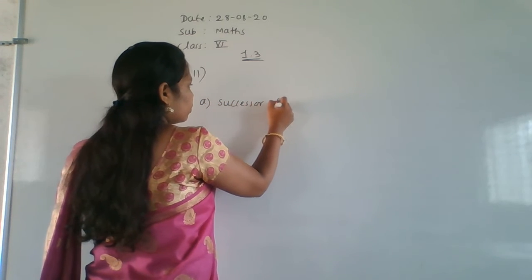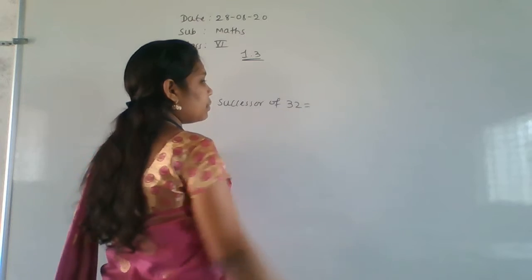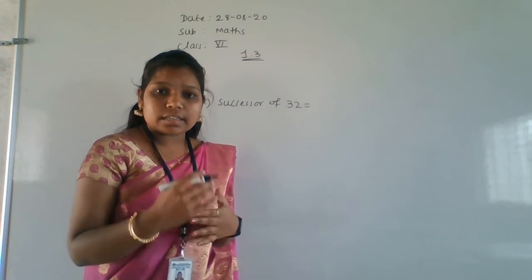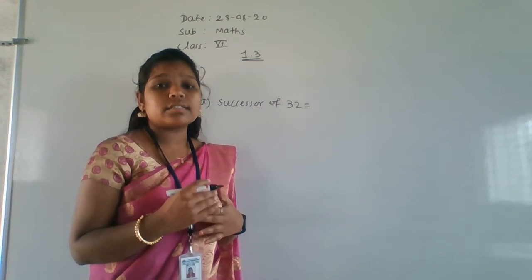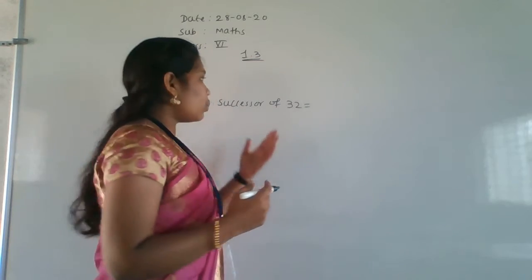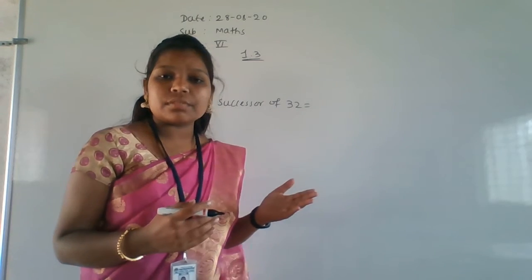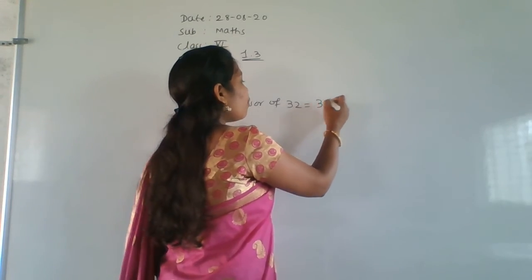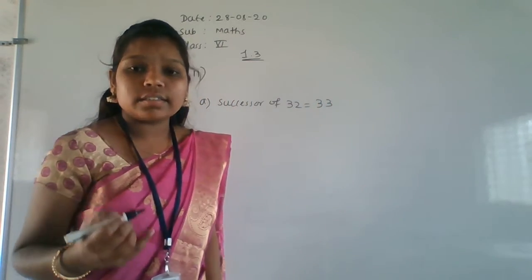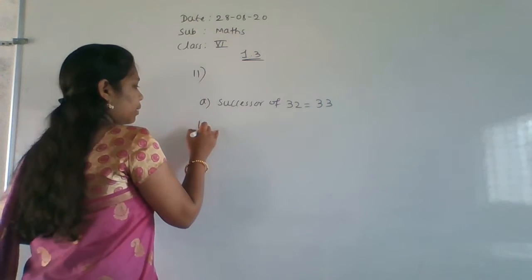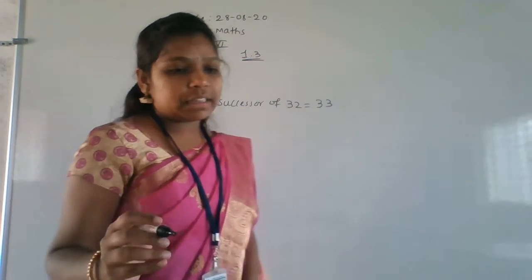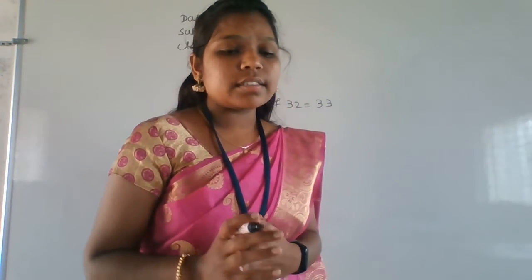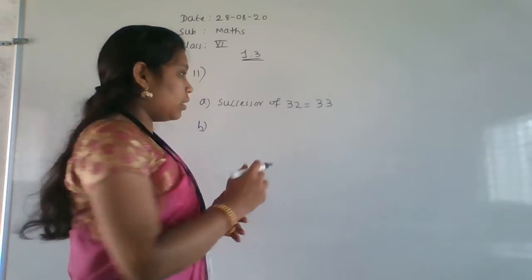Successor of 32. Successor means next number. So after 32, which number comes? After 32, 33 is the number. So successor of 32 is always 33. Next one is B. What is given in B here? Successor of the successor of 67.